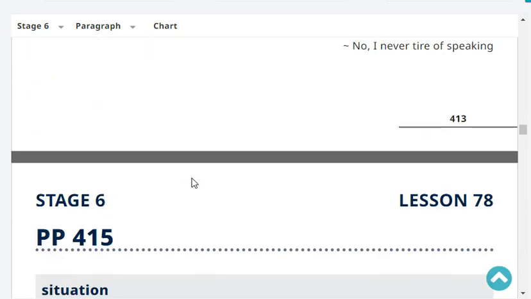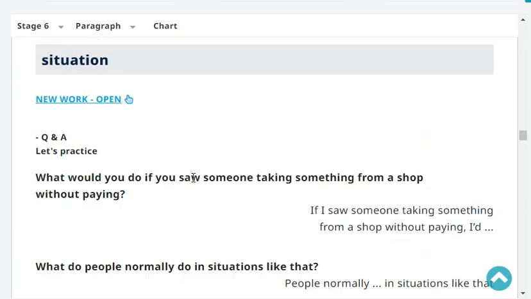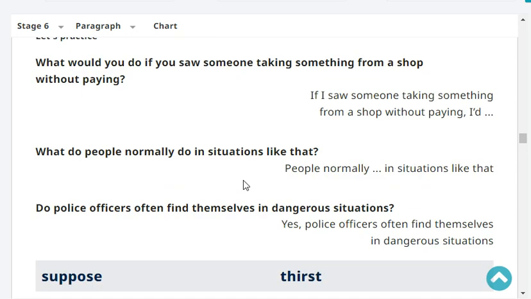If I saw someone taking something from a shop without paying, I'd call the manager. Very good. What do people normally do in situations like that? People normally do nothing in situations like that.